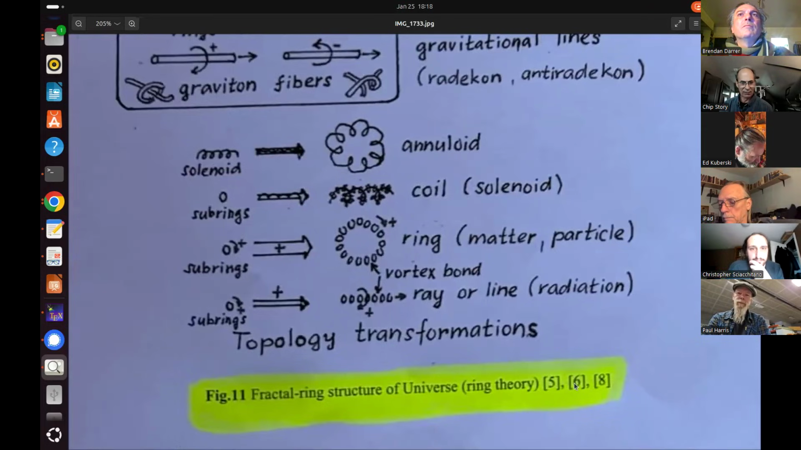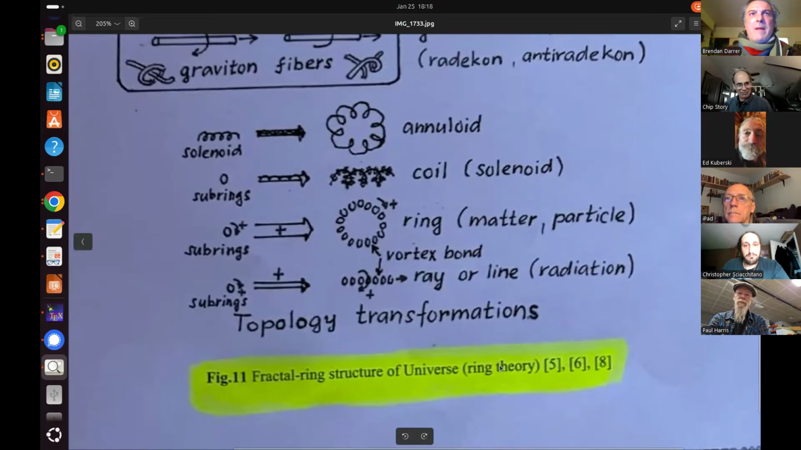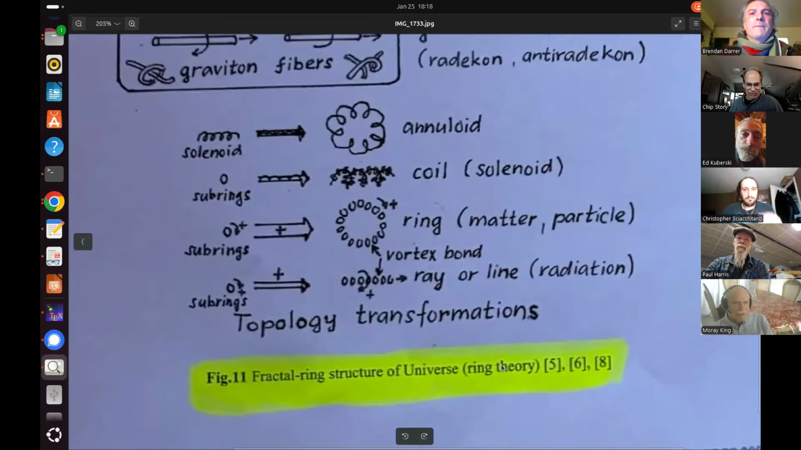Subrings again, ring matter particles put together in a vortex ring. He's merging everything into the vortex ring. Subrings, arrays or lines of radiation and particles. He has merged radiation and particle, the biggest headache in understanding photons and electrons, and that's the double slit experiment. Nobody can explain it. Here he has a way to do it, which alone is fascinating.